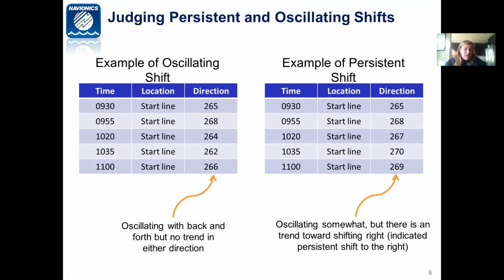So you can kind of see there's not really a trend in those readings, so it's just oscillating back and forth, but it's not really tending toward one of the directions. So that's going to be your oscillating shift.